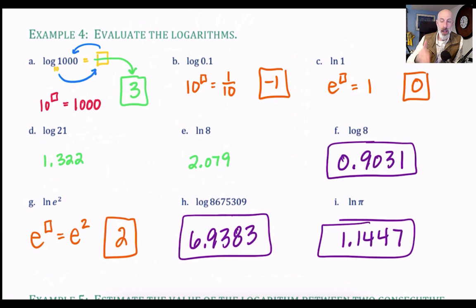One of the defining characteristics of an exponent or an exponential is that these things explode. We've used that word in class. They rise really quickly. Here are logs. They're going to get compressed really, really, really quickly. And that's why this one, for a really, really large number, we're getting 6.9383.